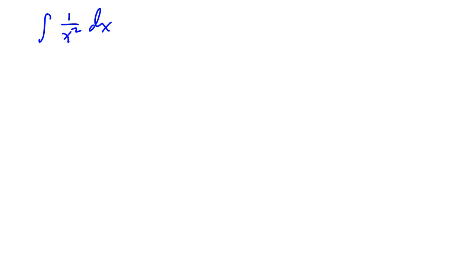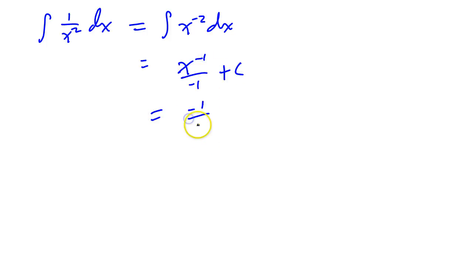One thing I want to point out here is that when we do a problem like this one, what's the integral of 1 over x squared dx, well, I think of that as the integral of x to the negative 2 power, and I'm using the power rule, so that would be x to the negative 1 power divided by negative 1 plus c, so this is minus 1 over x plus a constant.